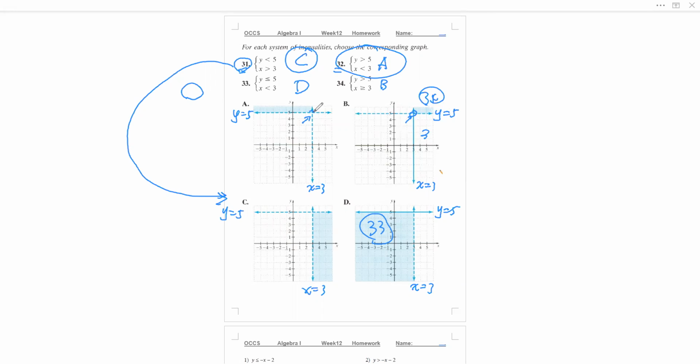Not including, we use the circle outline, not a solid line. So in this C, both lines are dash lines, so not including here, right? And in this 33, one is a solid line and the other is a dash line, so not including. Only when both lines are solid will it be including, right? Okay, so did your answers match mine?